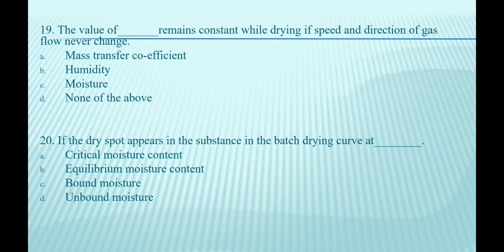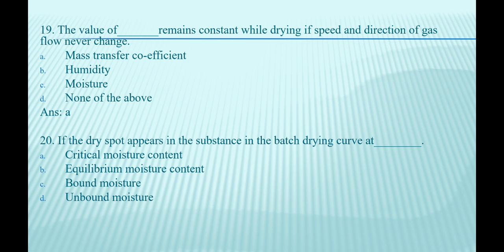Now next question is, the value of dash remains constant while drying if speed and direction of the gas flow never changes. Option A mass transfer coefficient, B humidity, C moisture, D none of the above. So the correct answer is A, that is mass transfer coefficient.